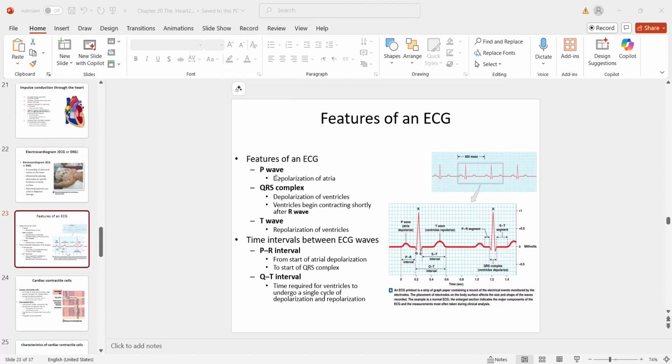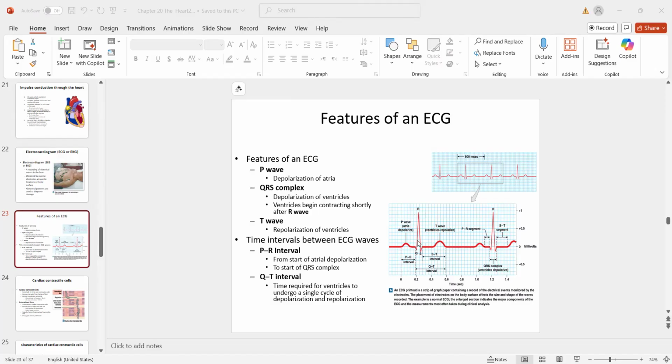These are the features of an ECG. The small P wave accompanies the depolarization of the atrial contractile cells, and the QRS complex appears as ventricular contractile cells depolarize. This electrical signal is relatively strong because the ventricular muscle is much more massive than that of the atria. The ventricles begin contracting shortly after the peak of the R wave.